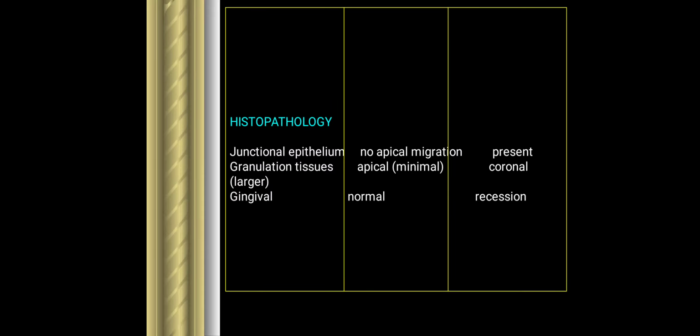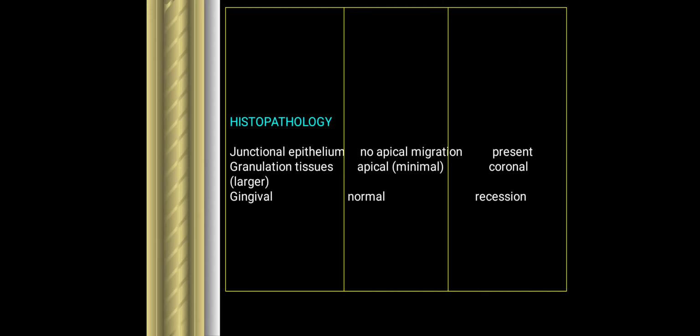Coming to the histopathological examination, junctional epithelial granulation tissue will be present minimally and apically in pulpal disease, but it will be present in the coronal portion of the tooth in periodontal disease. Mainly it will be seen in the gingival margins and gingival sulcus. The gingiva will be normal in pulpal disease, and recession and pocket formation will be seen in periodontal disease.